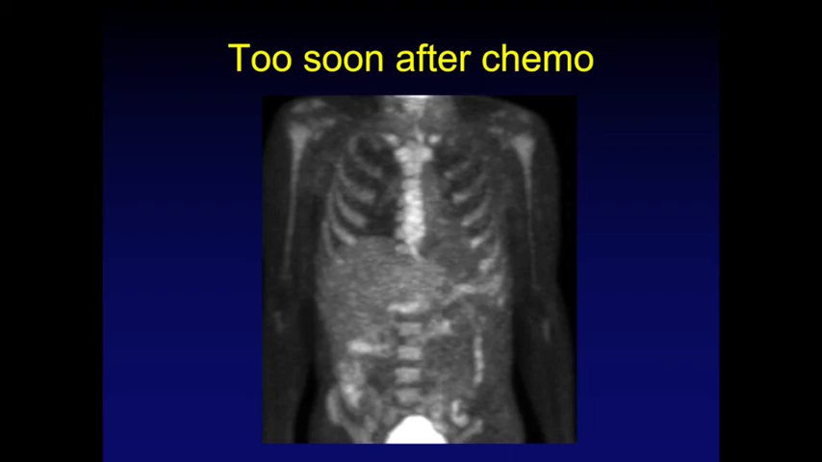Even too soon after chemotherapy, we can see rebound of the bone marrow that may look like bone metastases. This is actually a PET CT. It looks more like a bone scan. But there are no mets here. This is just rebound after chemotherapy.